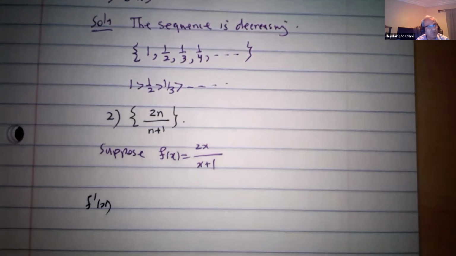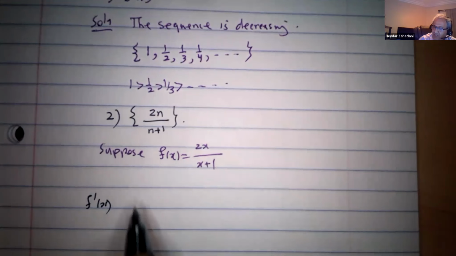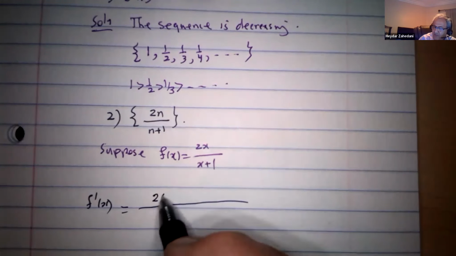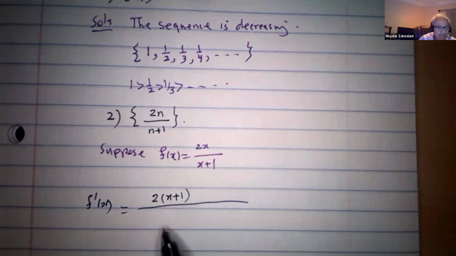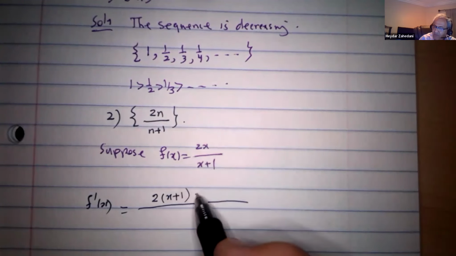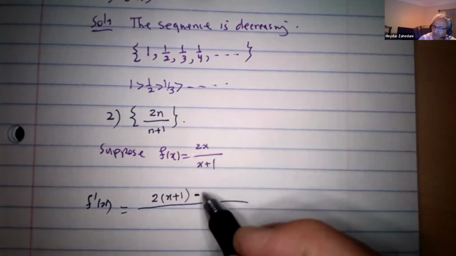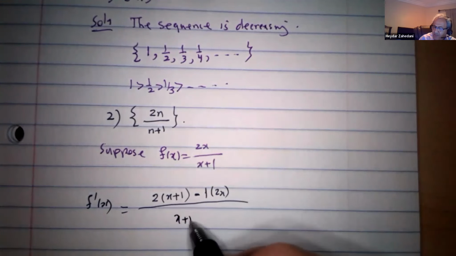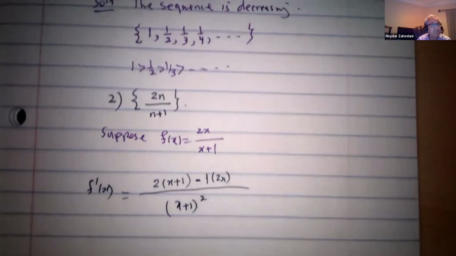You have to apply the quotient rule. Derivative of the top times the bottom: the derivative of the top is going to be 2 times x plus 1. Minus the derivative of the bottom times the top. The derivative of the bottom is going to be 1 times the top, 2x. And this is going to be over x plus 1 all squared.